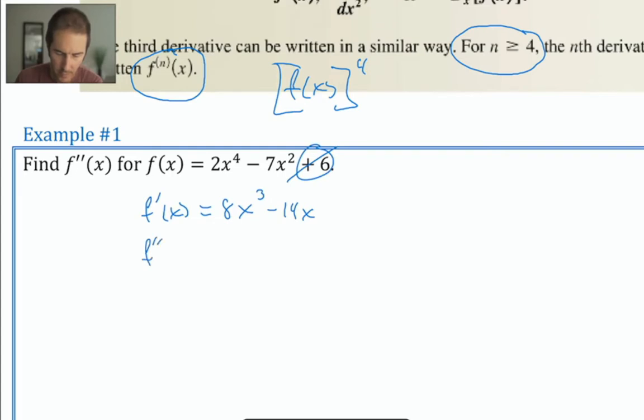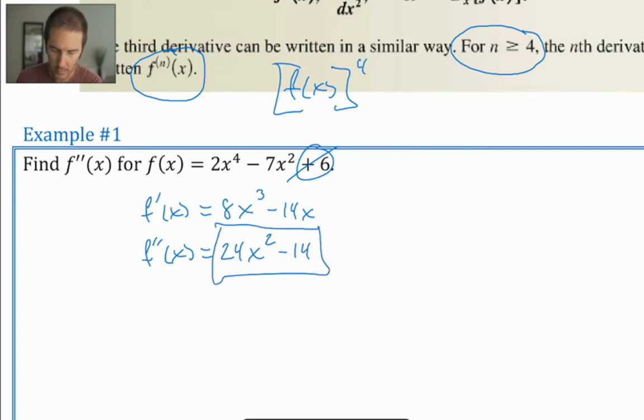Second derivative, f double prime, is equal to, repeat the process, exponent times coefficient becomes a 24. Keep the variable, decrease the exponent by 1. This x value right here has an invisible exponent of 1, so the 1 times the negative 14 makes negative 14. Keep the variable, decrease the exponent by 1. Anything to the power of 0 is equal to 1, so really that says negative 14 times 1. No one's ever going to write that, so we'll get rid of that exponent and our variable, and what we have here is our second derivative.